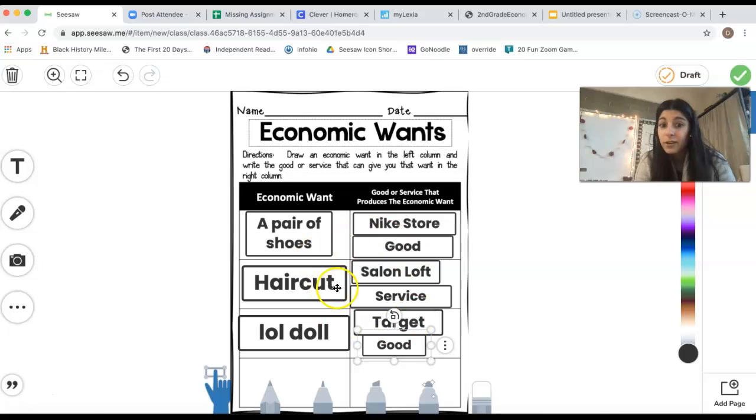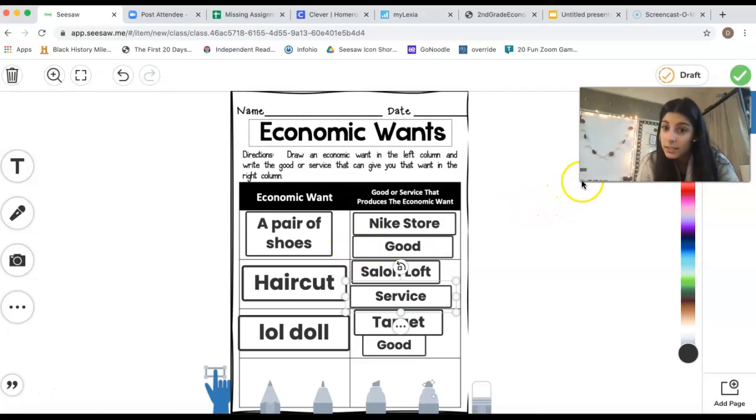You guys are going to fill out your own. Tell me, what are some things that you guys are wanting, and you write them in here. Then you tell me, where can you find this want? And label it. Is it a good or is it a service? Okay, guys? Use my example to help you guys, okay?